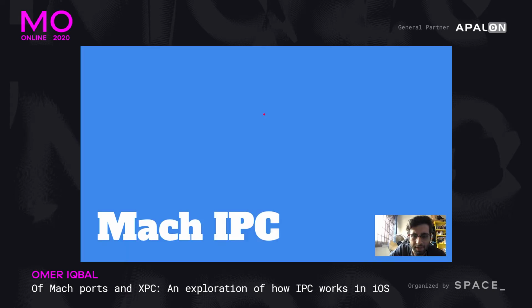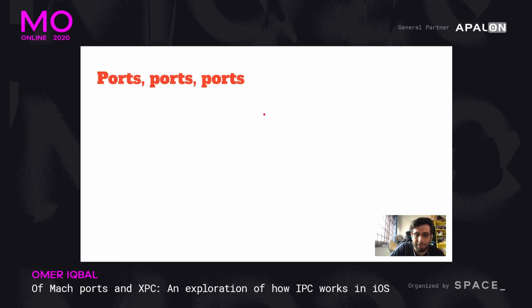Okay. So we set up the context, right? We have this thing called Mach, which is providing us some IPC mechanism. So let's look at that IPC mechanism itself and see what that looks like. Mach IPC is actually based on this concept of ports. A port is basically just a number. It's like an address, or it's like a post box.